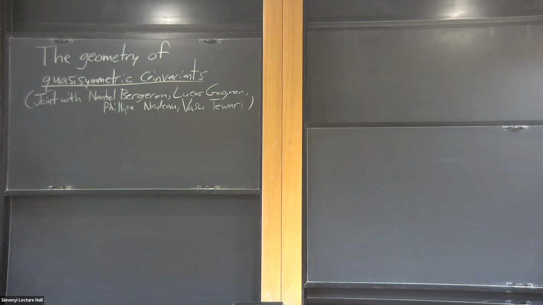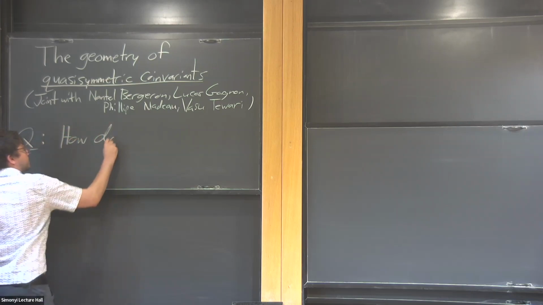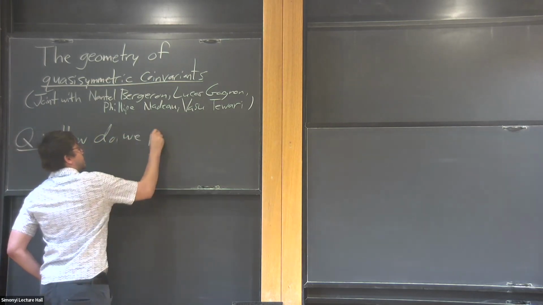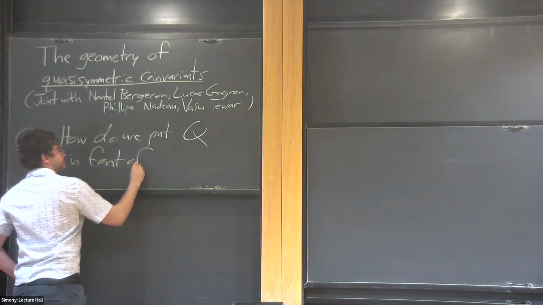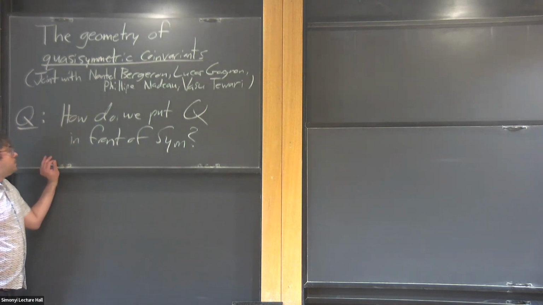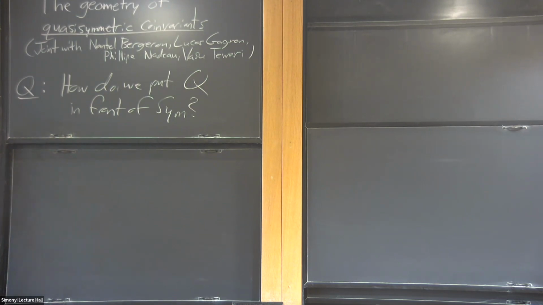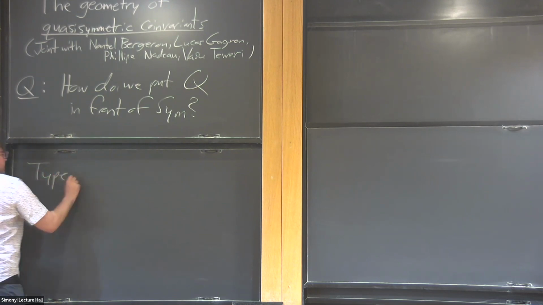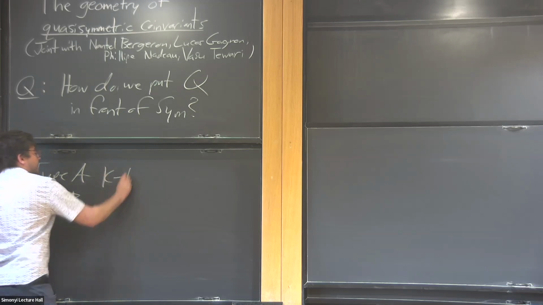Okay, so of course the overarching question is how do we put U in front of Z? All right, so let me just tell you, before I tell you what the geometric story ends up being, that we can do a bunch of different things. We can do it in type A, we can do it in type B, we can do a K-theory version.